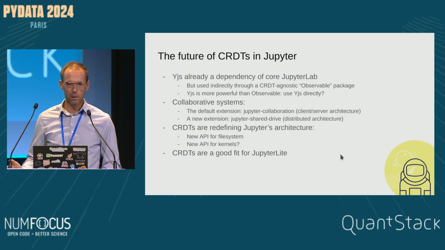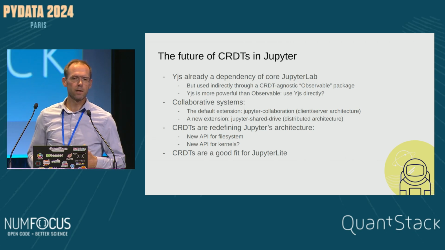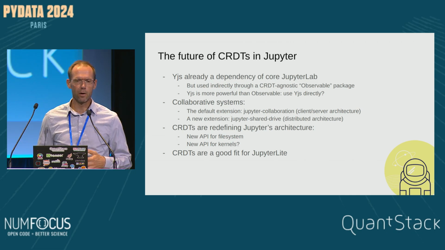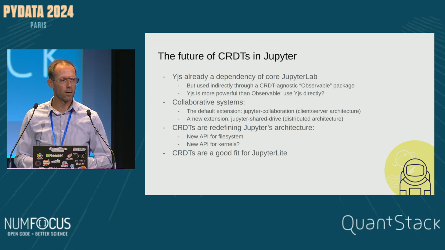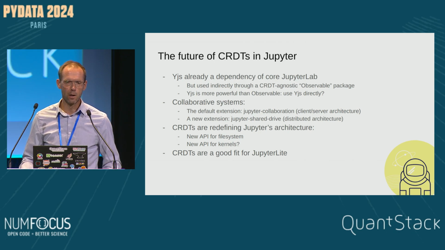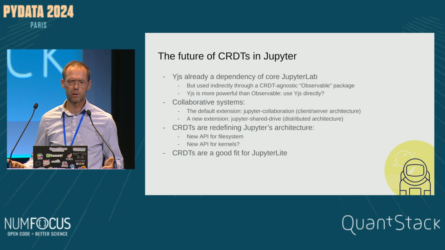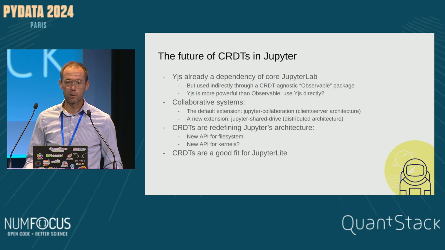The future of CRDTs: actually, YJS is already used in the core code base of JupyterLab, but we indirectly use it through a wrapper observable package. YJS is more powerful than observable, so there is the question of getting rid of this wrapper and using YJS directly in JupyterLab. That's something we are discussing.